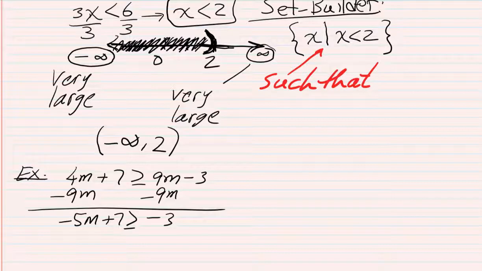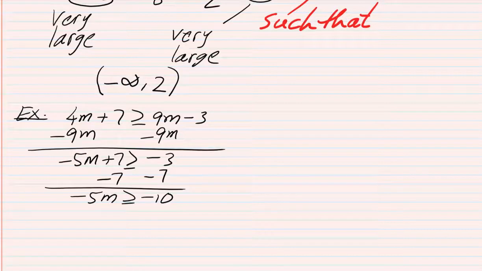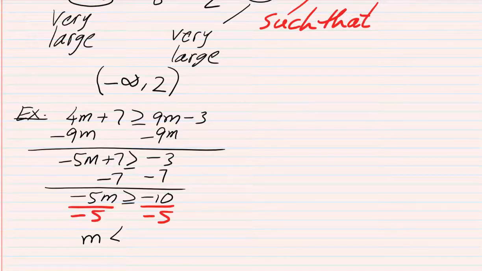Now, notice I'm not sure whether I added or subtracted a number because I don't know what m is, but it doesn't matter because when adding or subtracting, we don't change the direction of the inequality. Next step, I'm going to subtract 7 from both sides. And when I subtract 7 from both sides, I get negative 5m is greater than or equal to negative 10. And the last step, I'm going to divide both sides by negative 5. And when I divide by negative 5, now remember, we've got to change the direction. So I'm going to change the greater than to less than or equal to in this case. And there we have it.